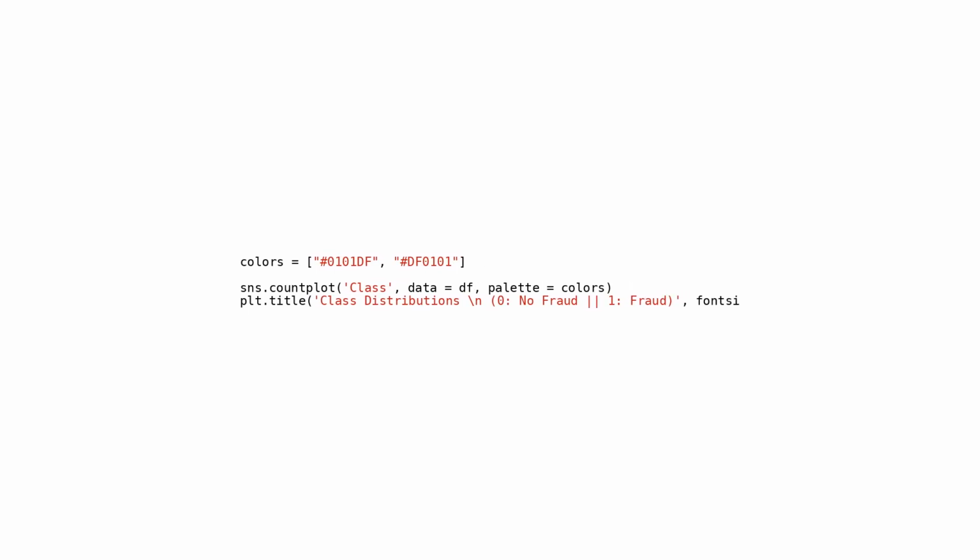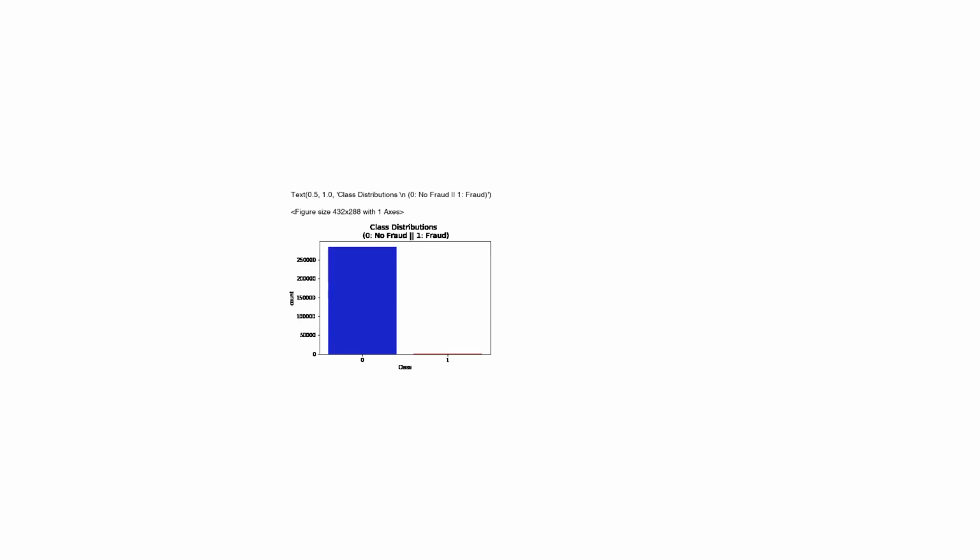This code is beneficial for visualizing class distribution in datasets like fraud detection, where understanding the balance or imbalance of class distribution is crucial. The countplot offers a clear visual representation of class distribution, facilitating data analysis and interpretation. Customizing the plot with colors and a title improves clarity and enhances understanding of the presented information.